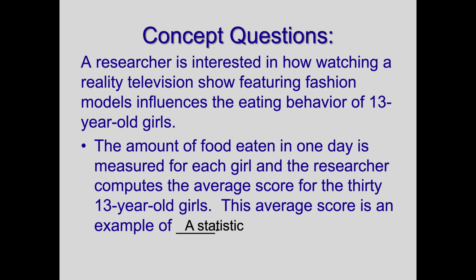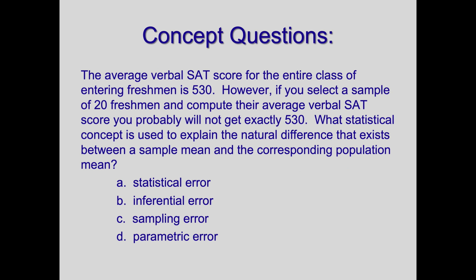I apologize for that. Next, the average verbal SAT score of the entire class of entering freshmen is 530. However, if you select a sample of 20 freshmen, keyword there, sample, and compute the average verbal SAT score, you probably will not get exactly 530. What statistical concept is used to explain the natural difference that exists between a sample mean and the corresponding population mean? Choices A, B, C, or D. Go ahead.